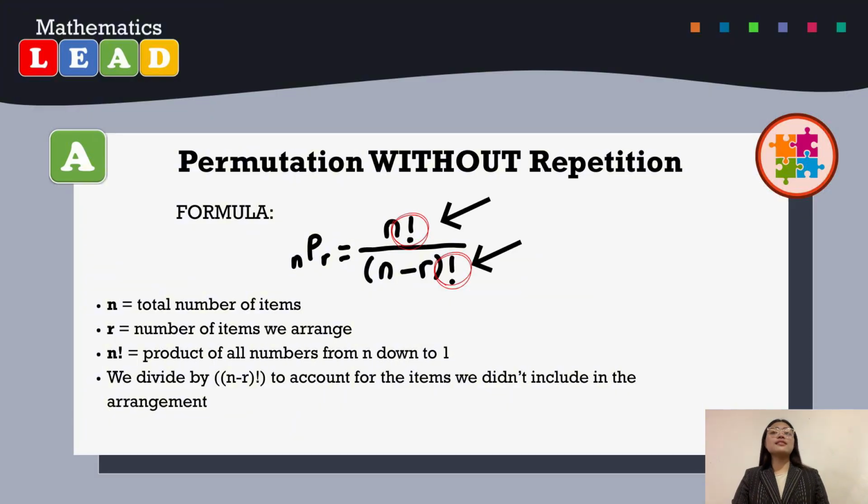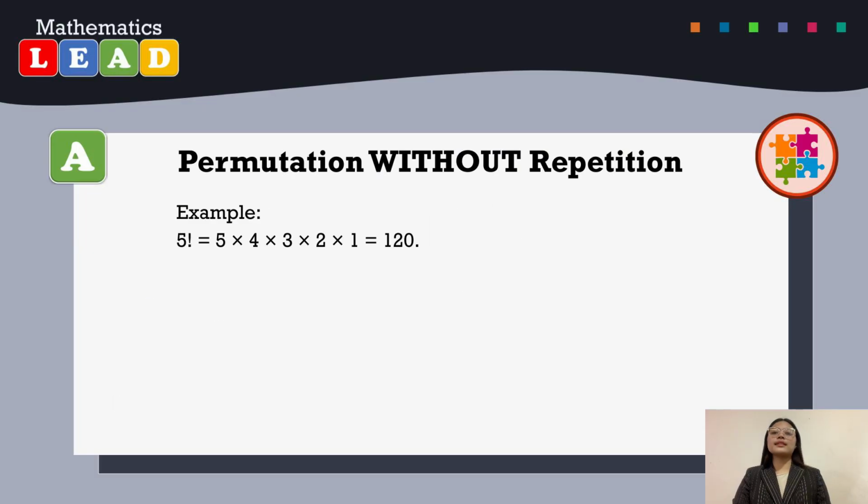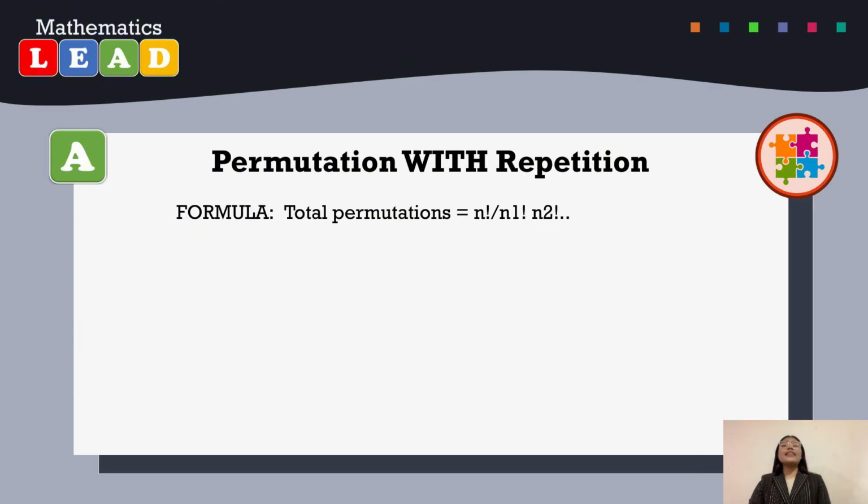Remember that the factorial symbol means multiplying all whole numbers from the given number down to 1. For example, 5 factorial is equal to 5 times 4 times 3 times 2 times 1, which is equal to 120. Now, what if some items repeat? That's when we use a different permutation formula.